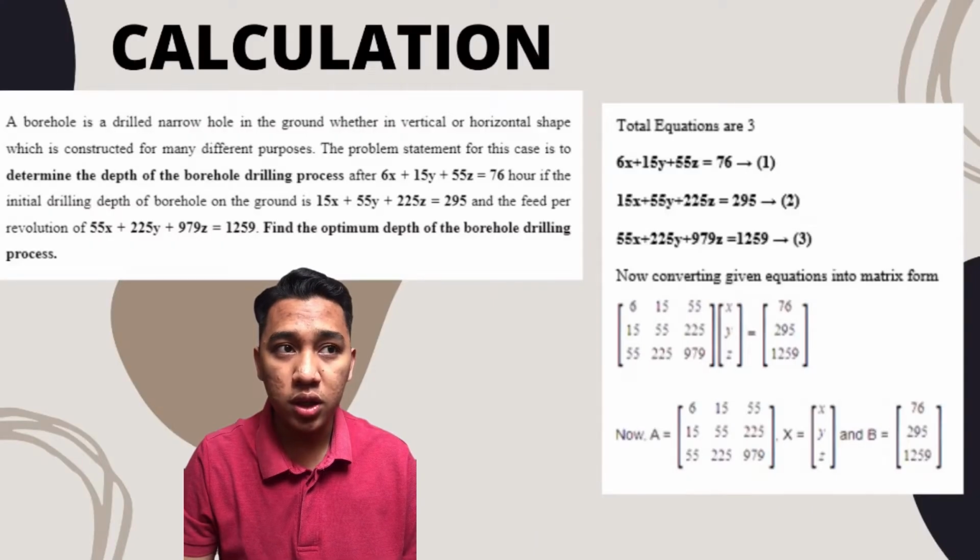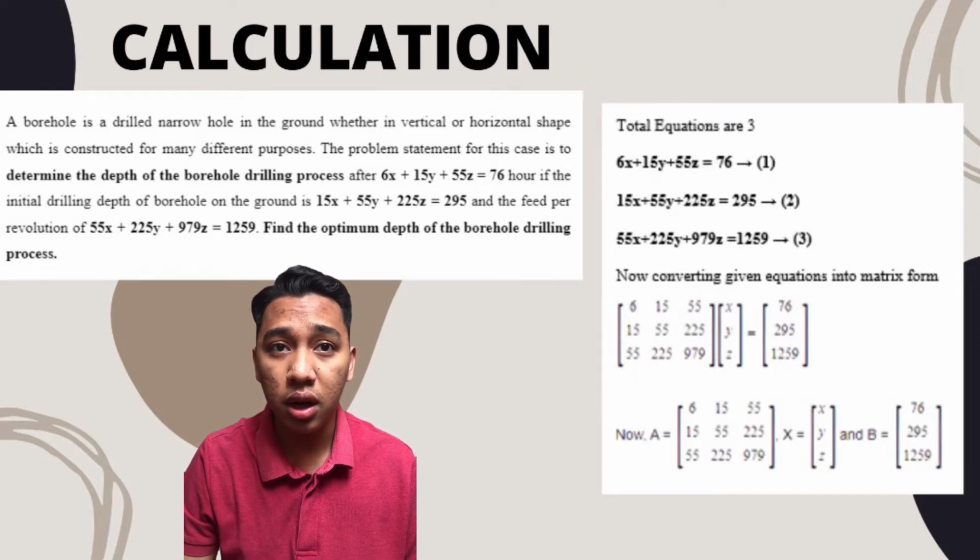For this project calculation, the problem statement that we get is: a borehole is a narrow hole drilled in the ground, whether in a vertical or horizontal shape, which is constructed for many different purposes. The problem is to determine the depth of the borehole drilling process after 6x plus 15y plus 55z equal to 76 hours, if the initial drilling depth of the borehole on the ground is 15x plus 55y plus 225z equal to 295, and the feet per revolution is 55x plus 235y plus 979z equal to 1259. Find the optimum depth of the borehole drilling process.